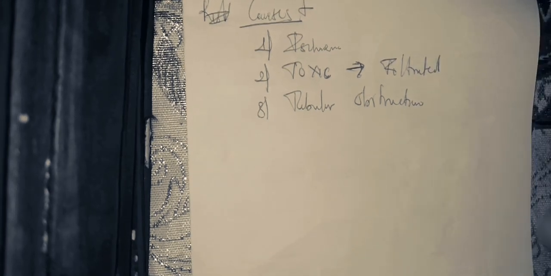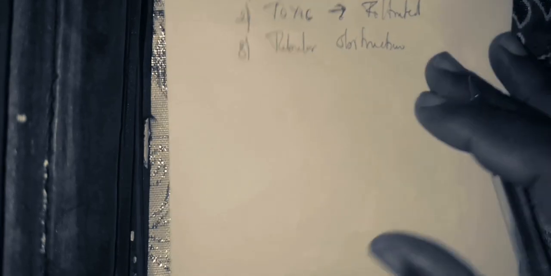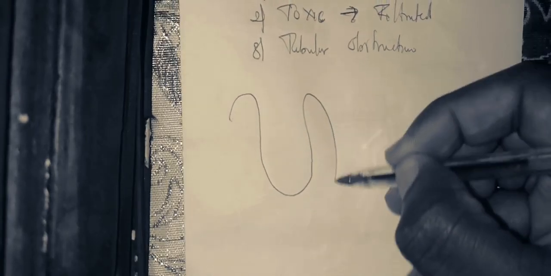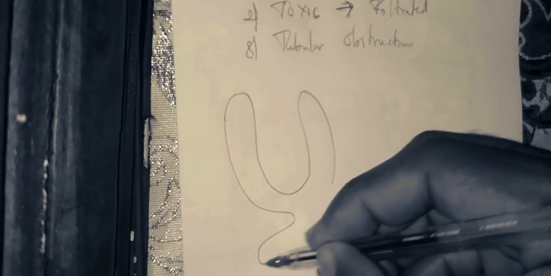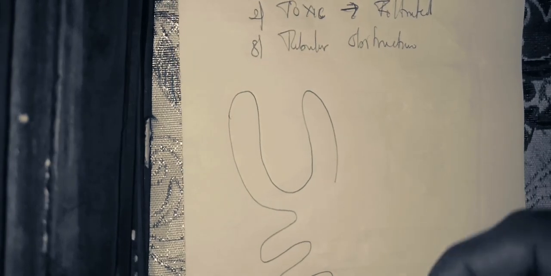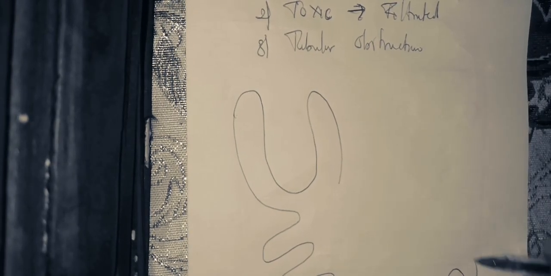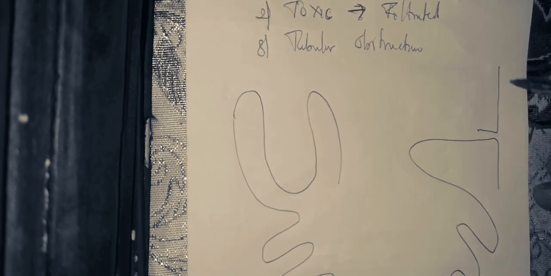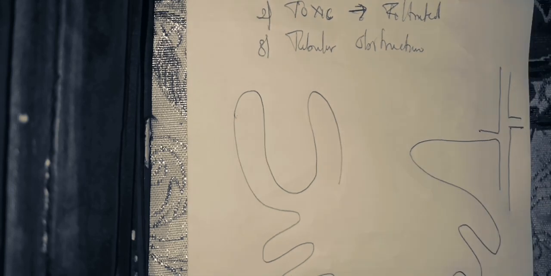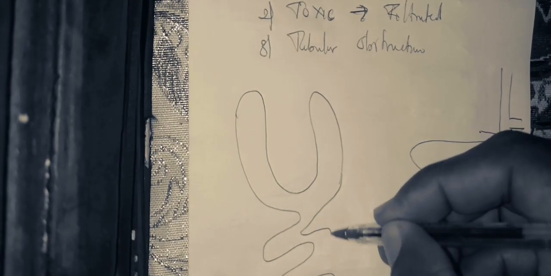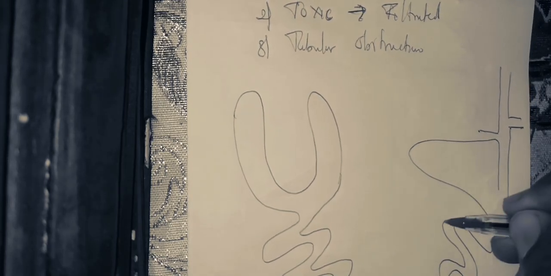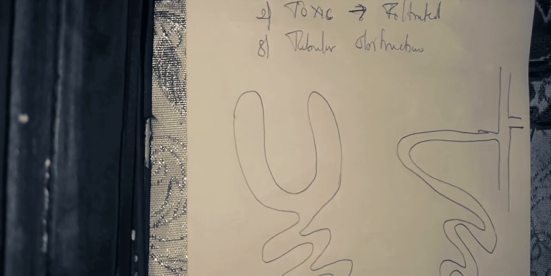Now, let us visualize why I am speaking about all these pathophysiologies. We need to know what is called the nephron. Is it clear? So let's say this is our nephron. This is the proximal convoluted tubule. This is the loop of Henle going to the distal convoluted tubule, and then we have the collecting duct.